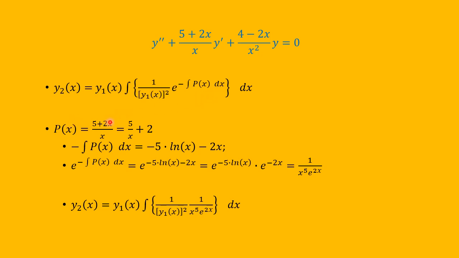So e to the minus integral of p of x dx is e to the minus 5 log x minus 2x, which is equal to e to the minus 5 log x times e to the minus 2x. Now e to the minus 5 log x is 1 over x to the fifth. E to the minus 2x is 1 over e to the 2x. So multiplying these together, we get 1 over x to the fifth e to the 2x. So in that case, y2 of x is equal to y1 of x times this integral, and that's what we need to evaluate.